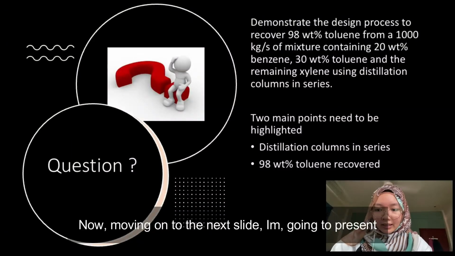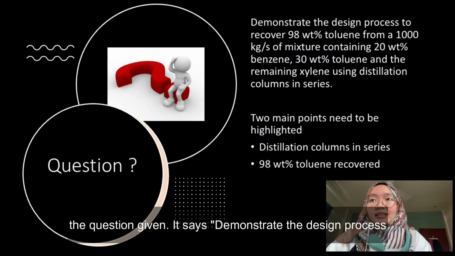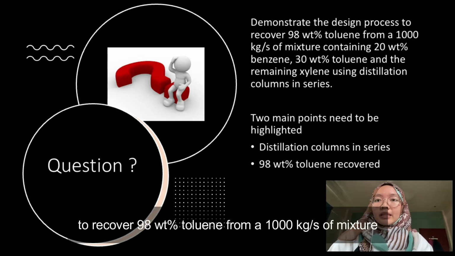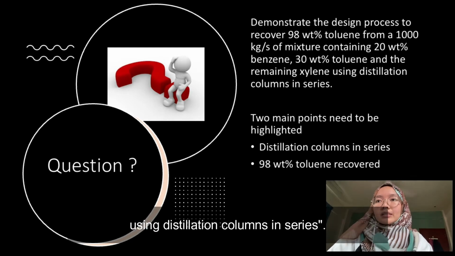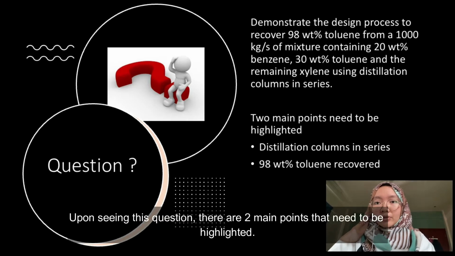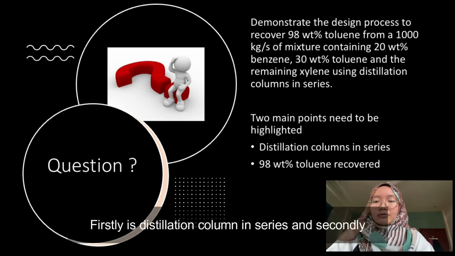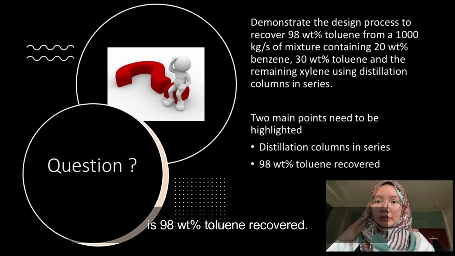Now, moving on to the next slide, I'm going to present the question given. It says: demonstrate the design process to recover 98 weight % toluene from 1000 kg per second of a mixture containing 20 weight % of benzene, 30 weight % of toluene and the remaining xylene, using distillation columns in series. Upon seeing this question, there are two main points that need to be highlighted. Firstly is distillation columns in series, and secondly is 98 weight % of toluene recovered.